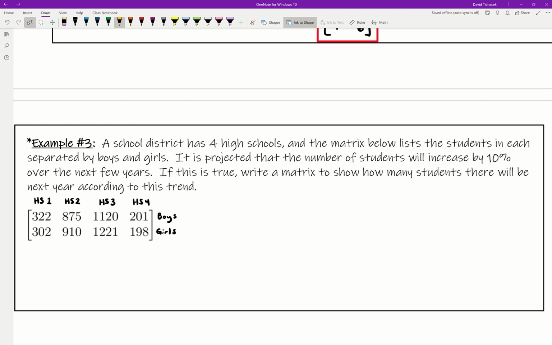And so you can see here that the 4 high schools, that is going to correspond to each column. And you can see here one of the things that I did is I went through and I labeled each column according to what high school they come out of. So I just said HS high school 1, 2, 3, and 4.